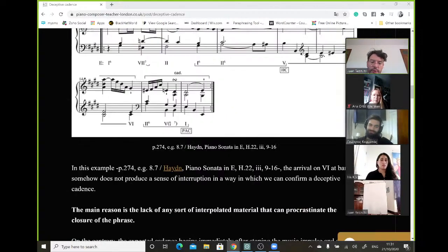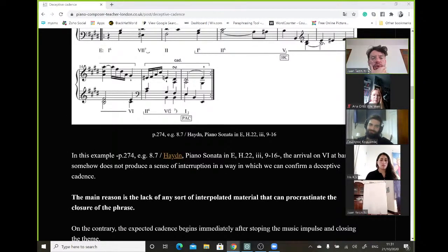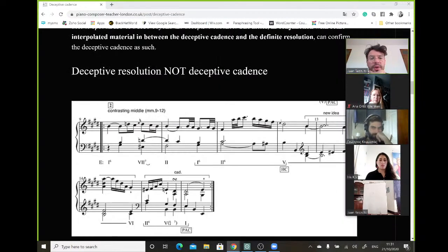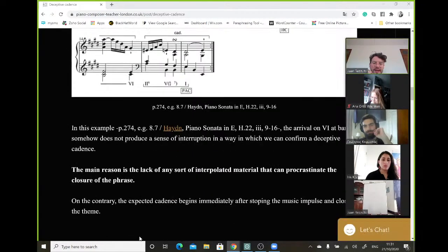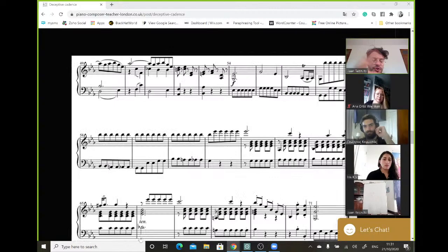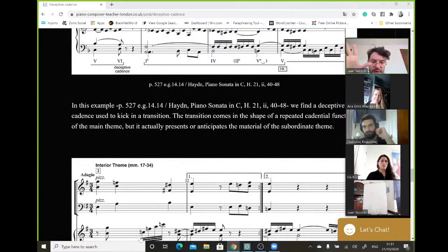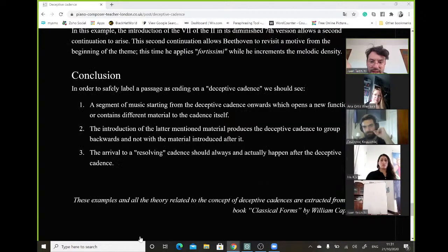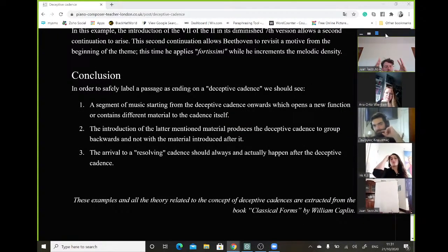Okay, so here what I try to show you is when you do not have a deceptive cadence. Why don't you have a deceptive cadence? Because of what I try to digest for you, and I tell you in the end, which are the 3 elements that you really need to have a deceptive cadence, which is something that Kaplan did not make clear in the text. He said it's scattered, but he never said it. So what you need is these 3 things.